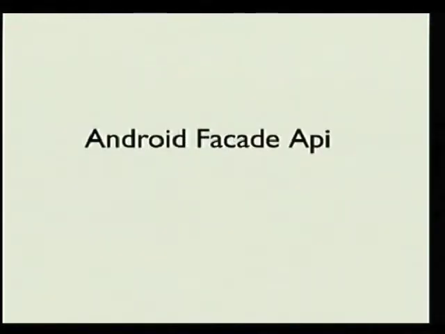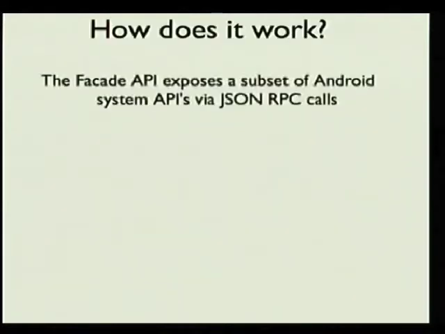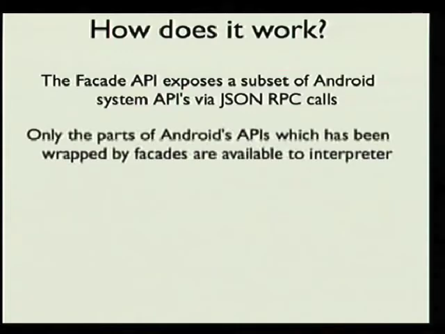So how are the other languages able to use features of Android if they can't look into the different Android libraries to call them? Well, it uses something called the Android Facade API. How does that work? The Facade API exposes a subset of Android system APIs via JSON RPC calls. So basically, it sets up an RPC between the native language running via C or whatever on the Android device and an Android application, and it passes things off between the two of them. Only the parts of the Android API which have been wrapped by the Android scripting environment are available to those languages via the interpreter.